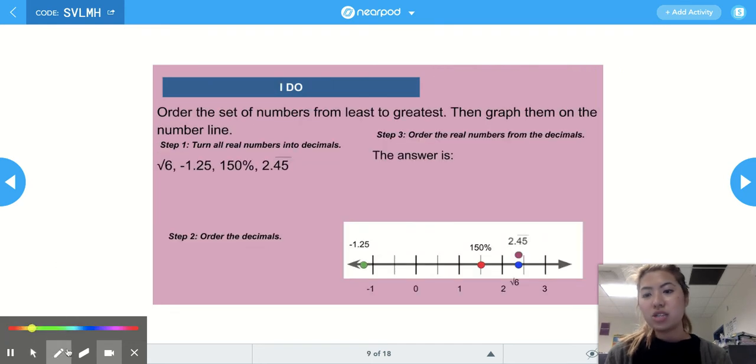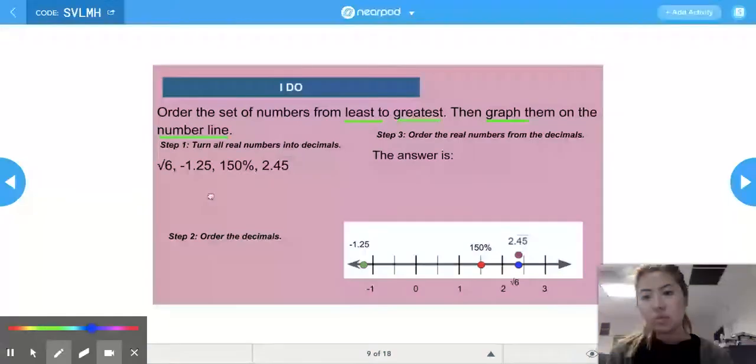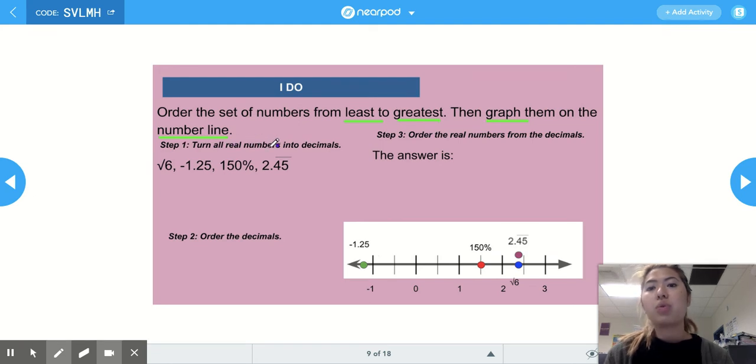This next I do problem reads: order the set of numbers from least to greatest, then graph them on the number line. So first we're ordering the numbers and then we have to graph them. So step 1, turn all real numbers into decimals. So we have square root of 6, negative 1.25, 150%, and 2.45 with the lines on top. That means that the 4 and the 5 are repeating. So the square root of 6, if we use our Desmos calculator, is around 2.4.